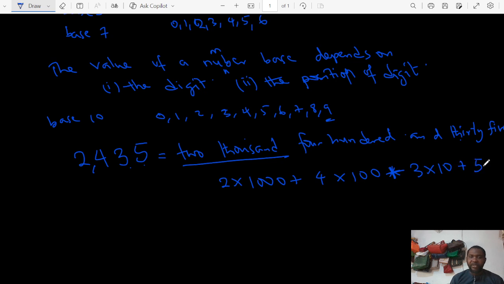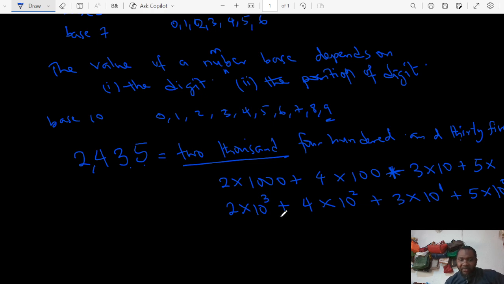I can just say 5 times 1. Now there's something I want you to note: this 1000 can be written as 10 raised to the power of 3. 100 can be written as 10 raised to the power of 2. 10 is 10 raised to the power of 1. Then 1 here can be written as 10 raised to the power of 0. Can you see? So all of this is in base 10. The lowest position is 0, then you go 1, 2, 3, and it keeps going as you increase. So this is how you represent base 10.